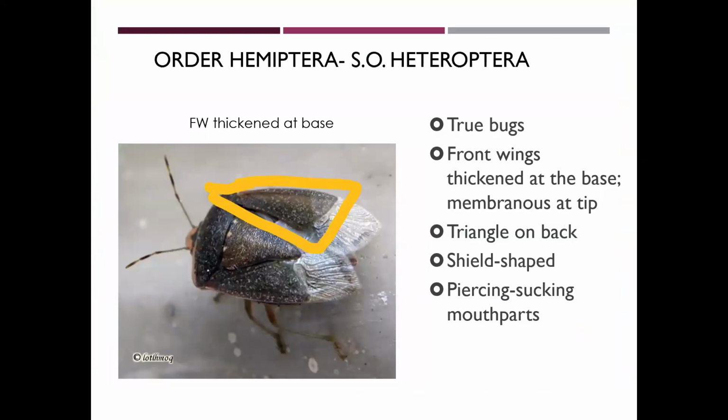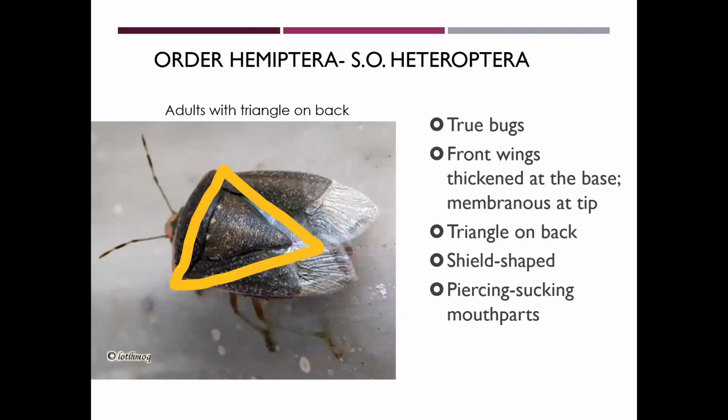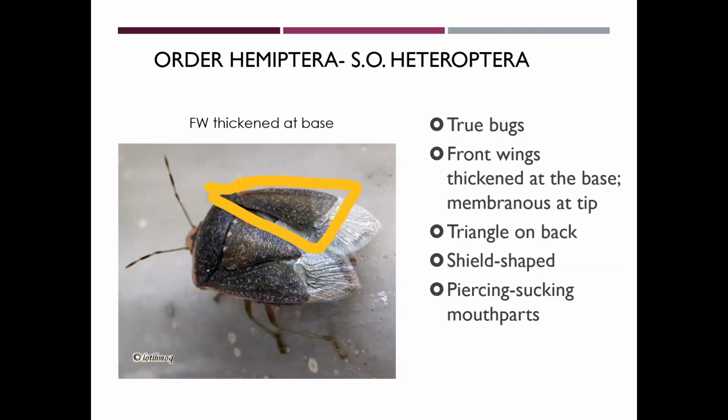So there's the hemelytra that I was talking about. It is the front part of the wing that is hardened, and then the back part of the wing is going to be membranous. And that causes the adult insect that has wings to have that triangular shape on its body. But bed bugs, if we go back, don't have that because they don't have any wings in the adult stage.